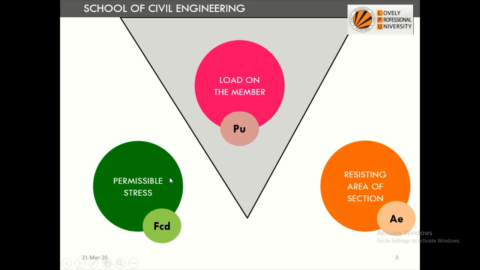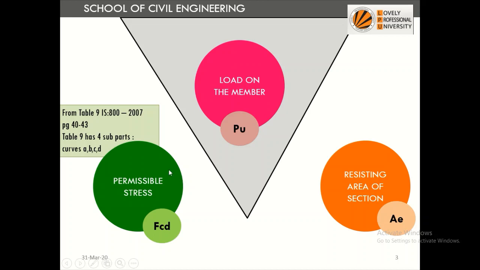Another concept is the permissible stress, depending upon the material, E and I of the material. E is the modulus of elasticity and I is the geometry. It is an I section or a hollow section, or a built up section, like this. So now what we'll try to find is the relation between this stress, load and resisting area. To calculate permissible stress of a section, we need to know the geometry.